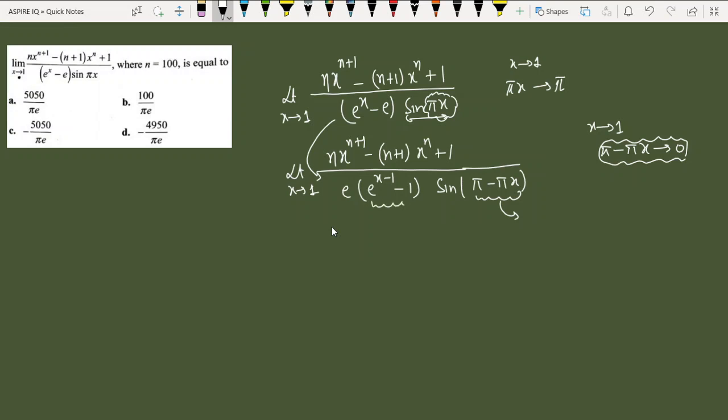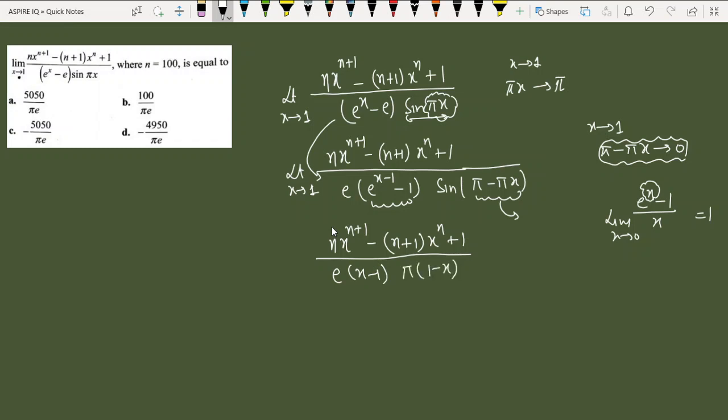This is formula 1, the formula that we have already discussed: (e^x − 1)/x, limit x to 0, is 1. So I can simply write e(x − 1) in the denominator and sin(π(1 − x)), which is π(1 − x). We have already discussed how sin x equals x and e^x − 1 equals x near 0. So limit x tends to 1. Now come to the numerator part.